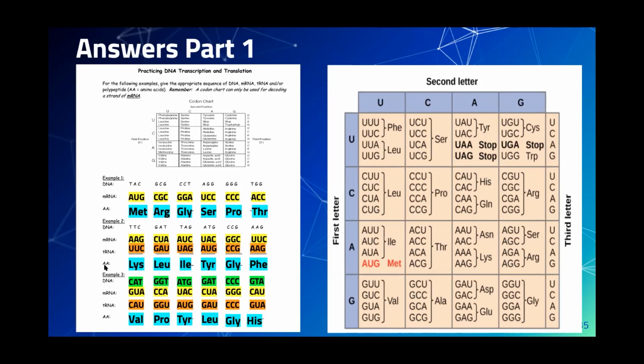So then when you go to the amino acid, remember, you're looking at the mRNA, not the tRNA. So instead of looking at UUC, you look at AAG. Remember that. So using AAG, you go to the codon chart, you find AAG, and you get LYS. So you write that down. Same thing with CUA: you go to CUA, and you get LEU. So you do that for all of them.